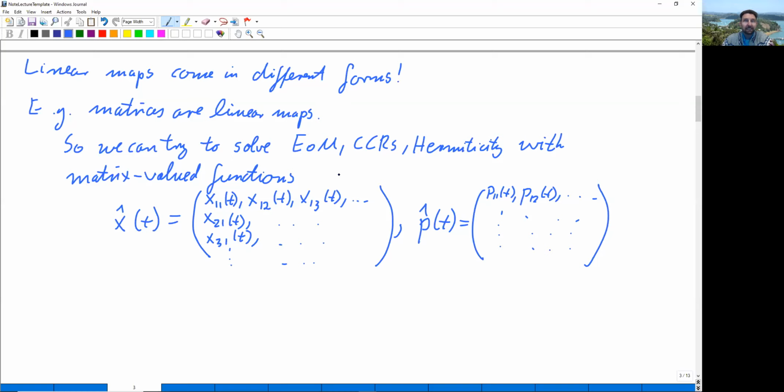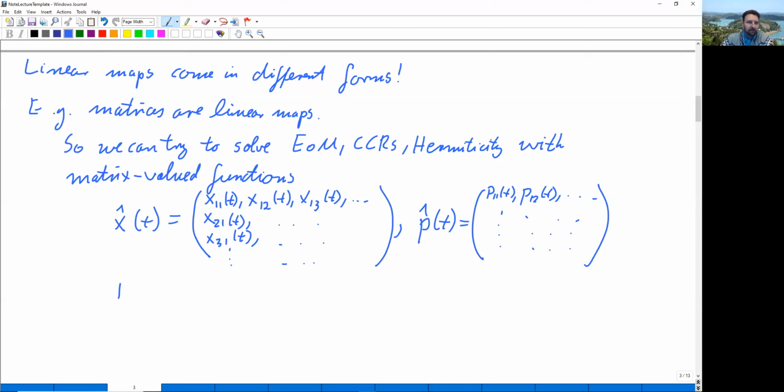And such that the time dependence of x hat of t and p hat of t is such that the equations of motion, which happen to look just like the equations of motion of classical mechanics, are fulfilled. And the hermiticity condition tells us that it suffices if we find the coefficient functions for the diagonal on the lower triangle here, because then the hermiticity condition tells us what the coefficients in the upper triangle have to be.